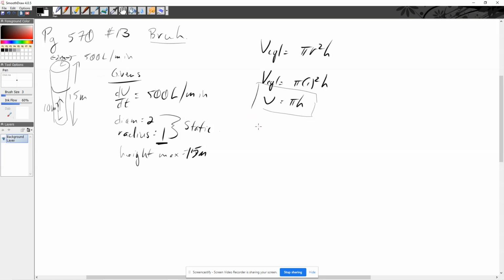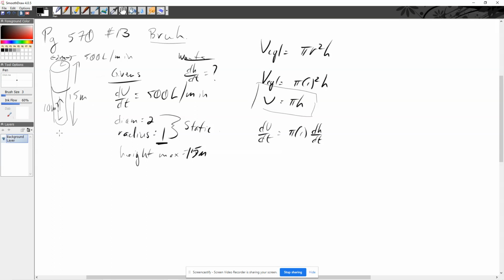And so we want to know, okay, I didn't actually list my wants. I'll put them up here. So my wants, we want to know what dH by dt is, okay? And so I'm going to differentiate. We're going to say that dV by dt is equal to pi times, in theory, 1 times dH by dt. So here's why they didn't actually give us any value, any number to substitute in.